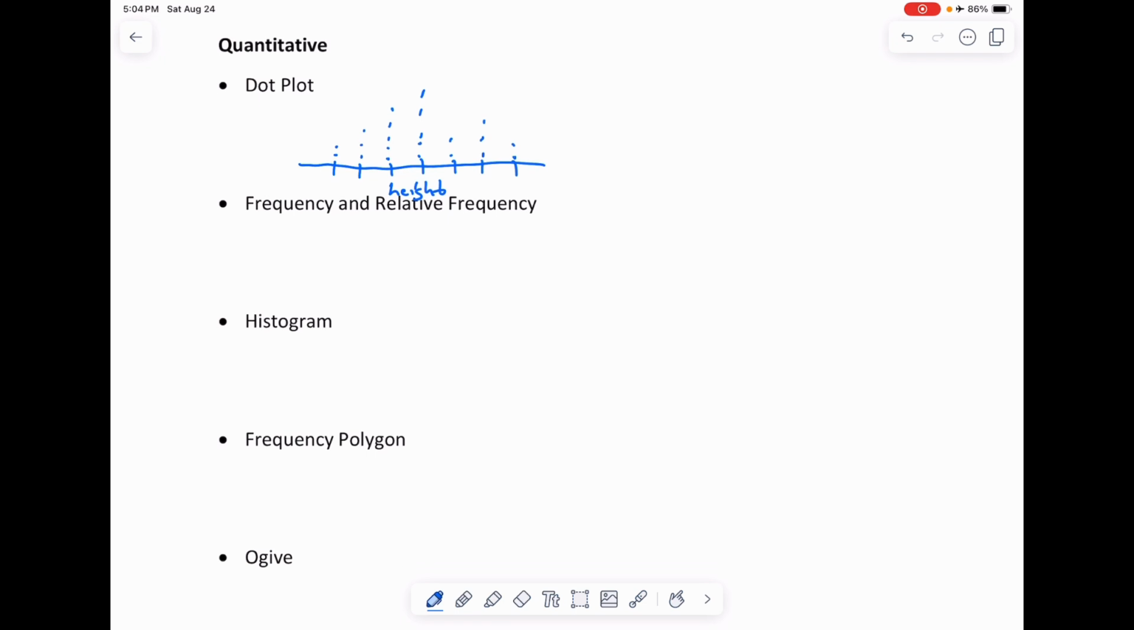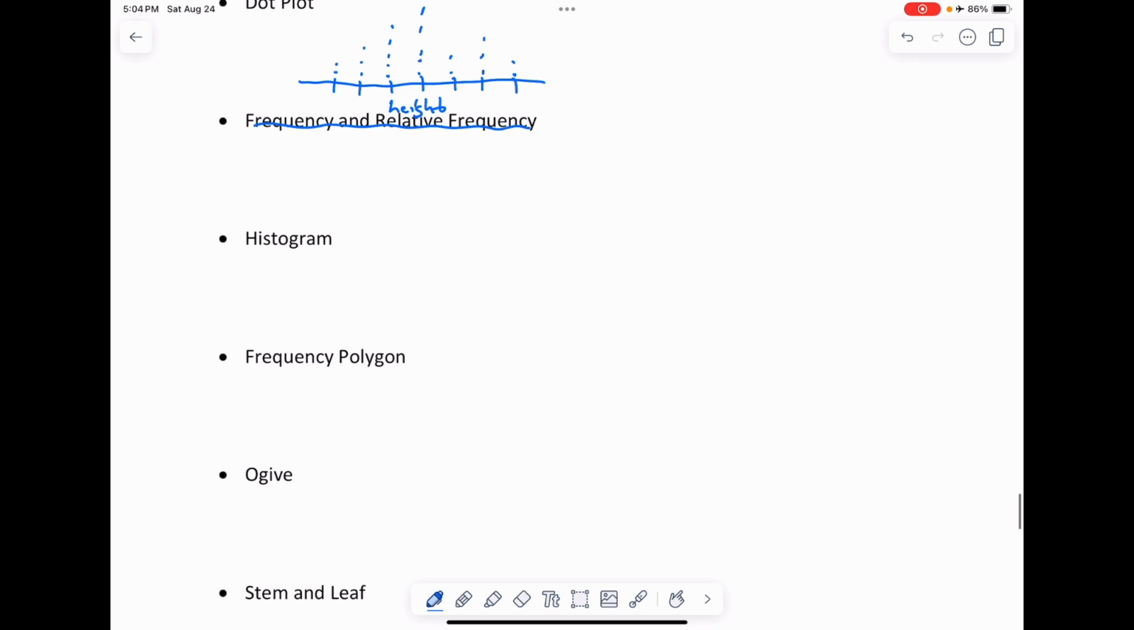Frequency and relative frequency. That is similar to what I showed on the front, but here a difference is that these are actually. I'm sorry, I'm thinking of the relative frequency. I'm going to skip this. We're going to skip this one because I want to talk about the frequency polygon down below. But let's talk about the histogram first of all.